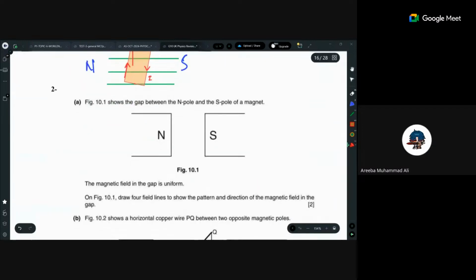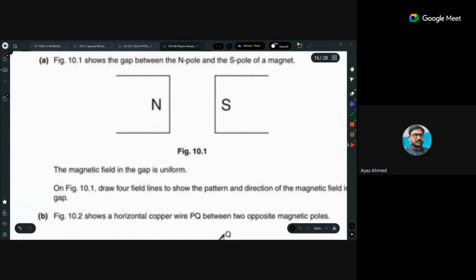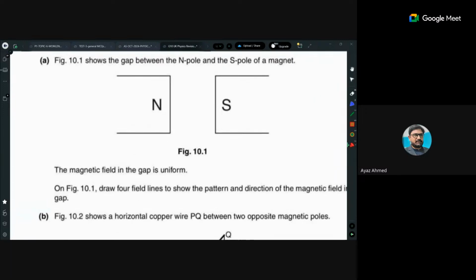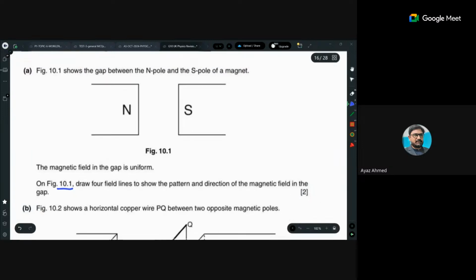Yes, sir. Okay. It is said that figure 10.1 shows a gap between north pole and south pole of a magnet. The magnetic field in the gap is uniform. On figure 10.1, draw four field lines to show the pattern and direction of the magnetic field. So you have to show four field lines equispaced.